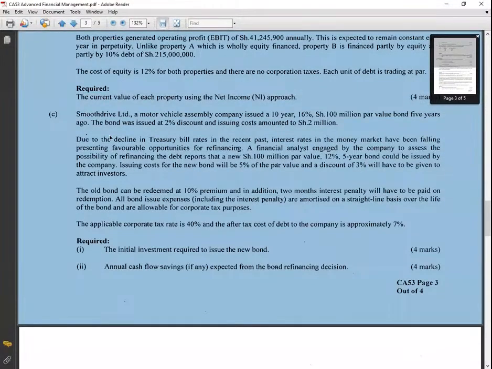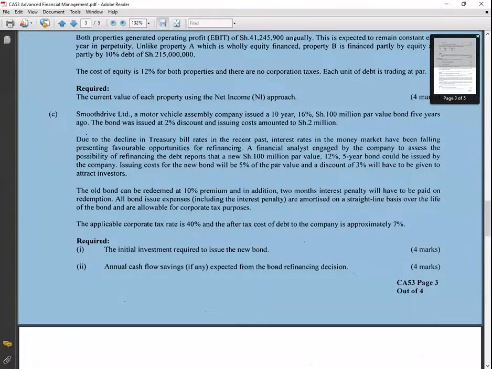So, ladies and gentlemen, here we are. We are being told here that Smooth Driver Limited, a motor vehicle assembly company, issued a 10-year bond, 16%, shillings 100 million par value for 5 years. The bond was issued at 2% discount, and the issuing cost amounts to 2 million.